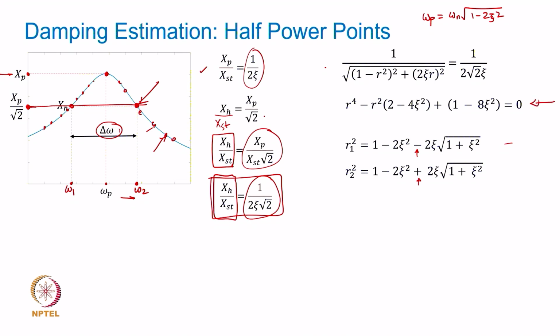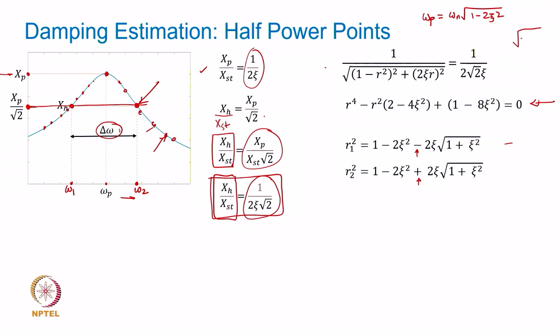Now, here we make a small assumption. The assumption is we will ignore higher powers of zeta. Now, should there be a justification of ignoring this?